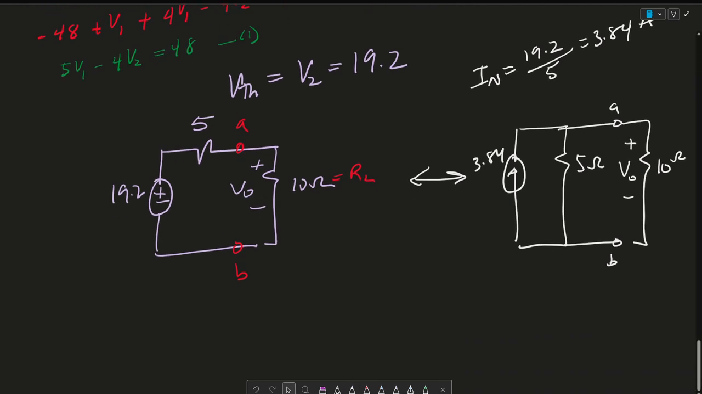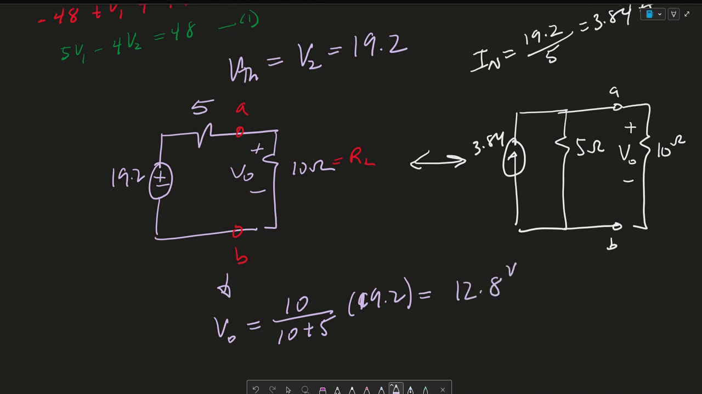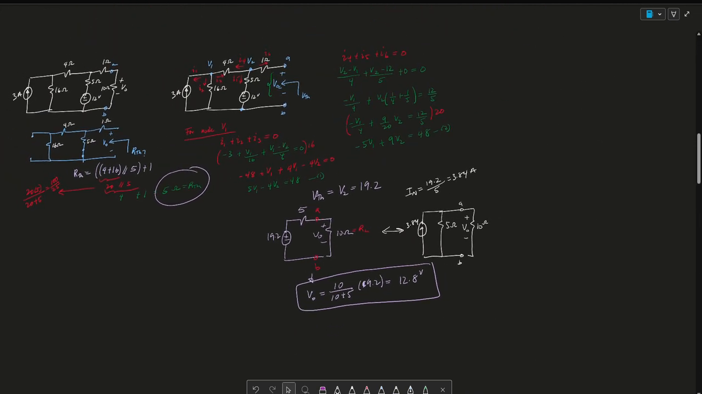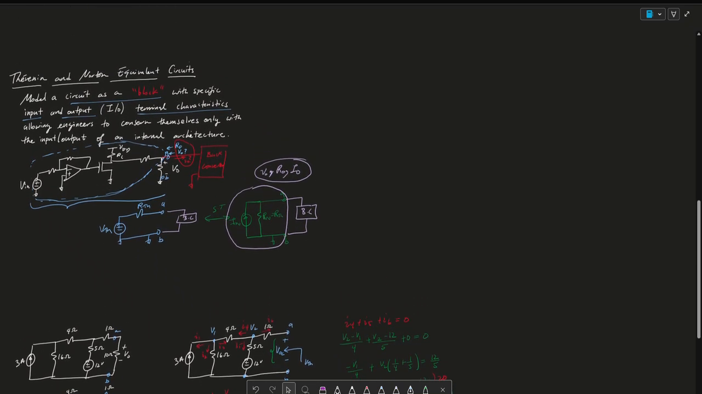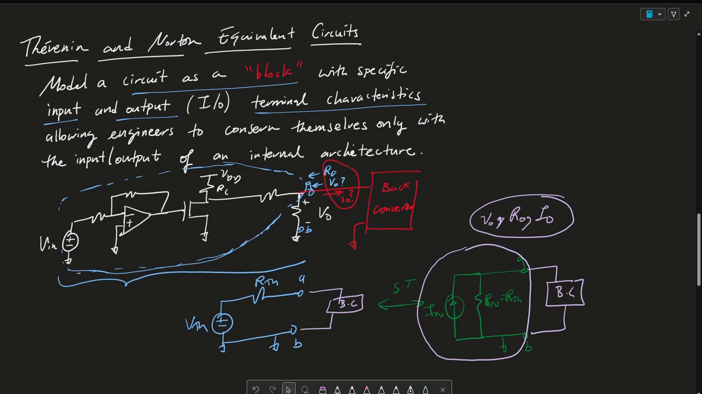If you wanted to find VO now, it's very simple to find that. You can do voltage division here and say VO is equal to 10 divided by 10 plus 5 times 19.2, and you get 12.8 volts. So that's your answer. I hope this makes sense, this concept of Thevenin and Norton equivalence. Very, very important to understand, and it helps a lot when you're dealing with larger circuits.